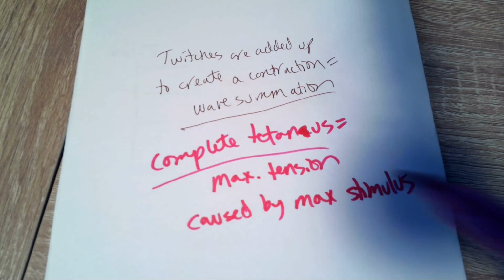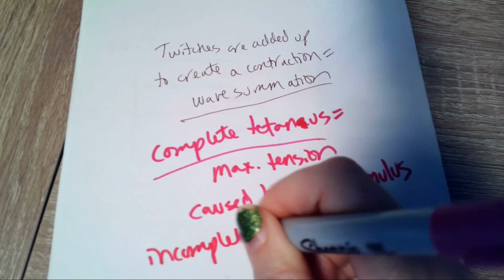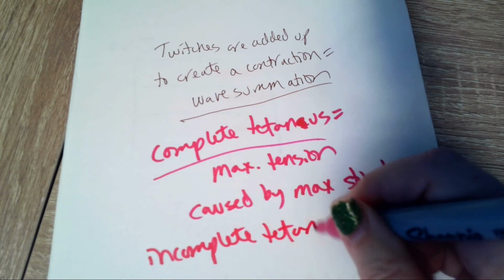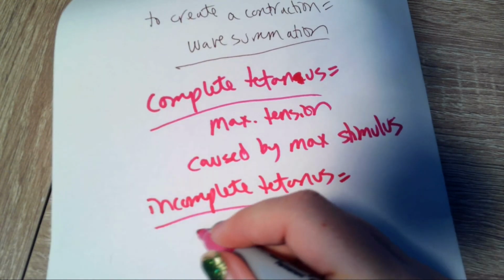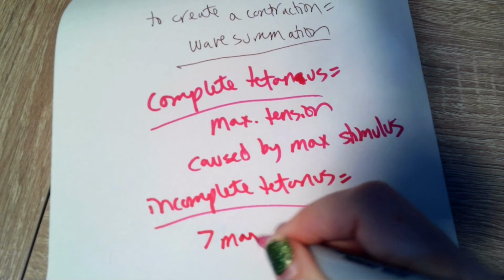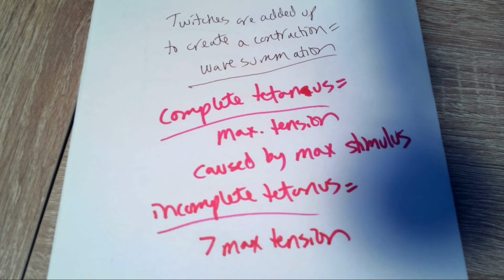Now, if we have a situation where we have something called submaximal stimulus, we would have incomplete tetanus as the result. And this is anything less than maximal tension. So anything short of stimulating it maximally will give you an incomplete tetanus. So not as contracted as it possibly can be. Complete tetanus is where it is contracted as much as it possibly can be.